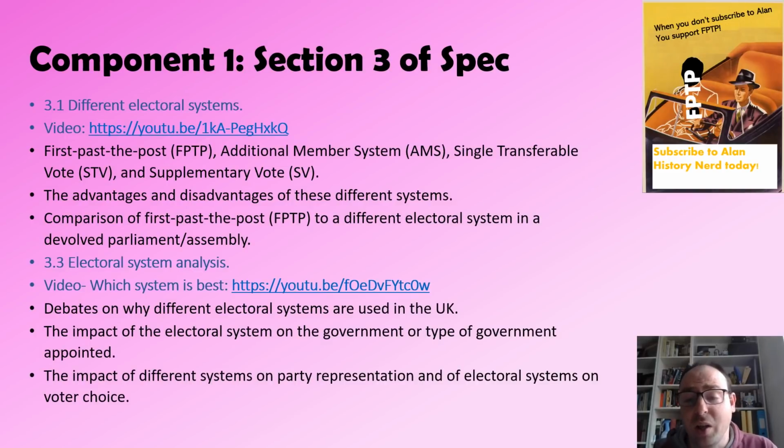So in section 3 of the spec, in component 1, we've got one of my favourite topics, which is electoral systems. And so in that, we have got the stuff on the different electoral systems, 3.1, so first past the post, additional member system, single transferable vote, supplementary vote. There are obviously other electoral systems, but they are the ones that are on the spec. You need to know the advantages and disadvantages of these, so make sure you're revising that. Build yourself nice tables, or however you want to do your revision notes, flashcards, however you do it, and make sure you have got advantages and disadvantages of each of those different systems.